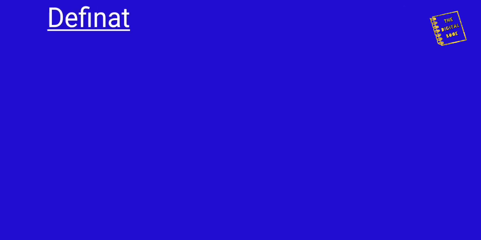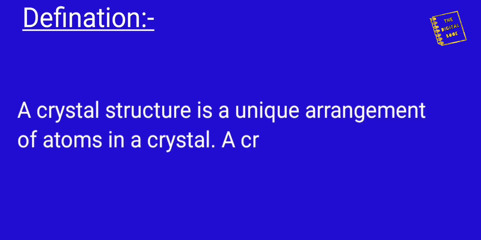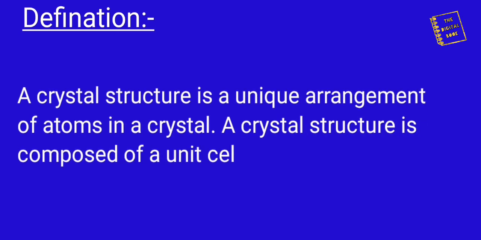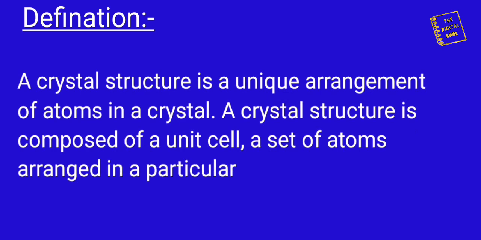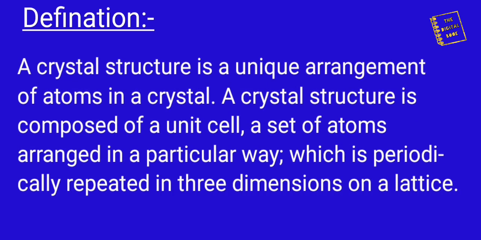Let's take a look at the definition of crystal structure. A crystal structure is a unique arrangement of atoms in a crystal. A crystal structure is composed of a unit cell, a set of atoms, arranged in a particular way, which is periodically repeated in three dimensions on a lattice.